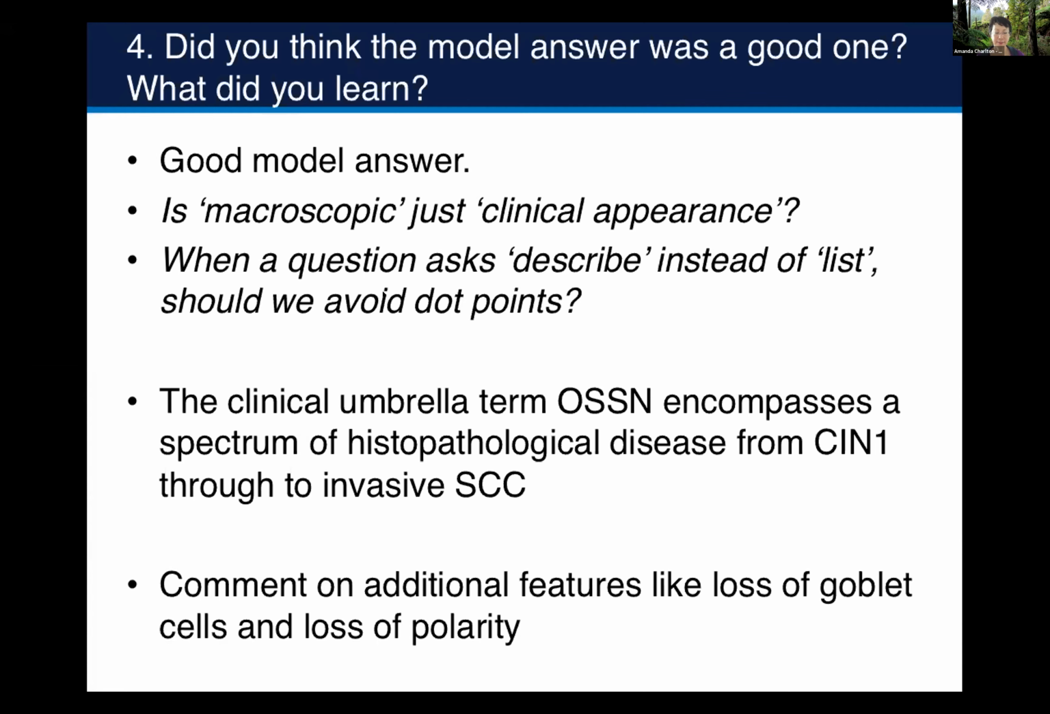And then thinking about this question, which was a describe question, there are also a number of questions that use the task word list. If you get given a describe question, should you be avoiding dot points? Are they that specific? Do you think about the distinction between describing and listing features of a disease, or is it all much of a muchness?